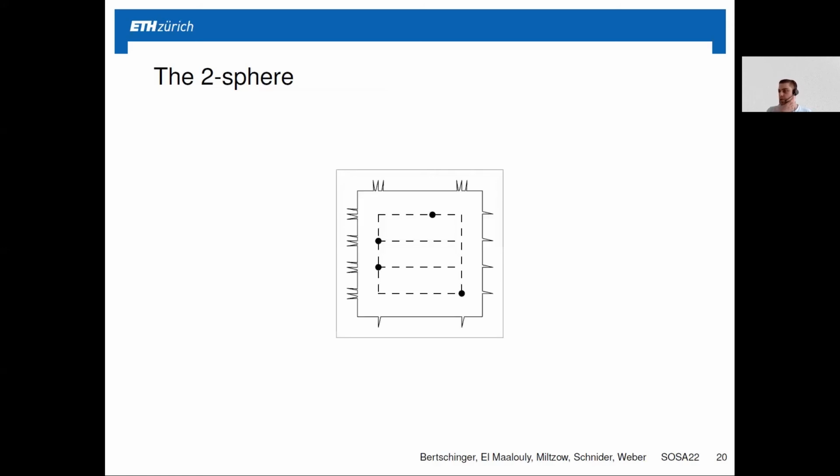And to see that we not only can work with these grids, but we can indeed have a polygon, I have drawn a polygon here. And to see that this is indeed a 2-sphere, we will watch a short video.